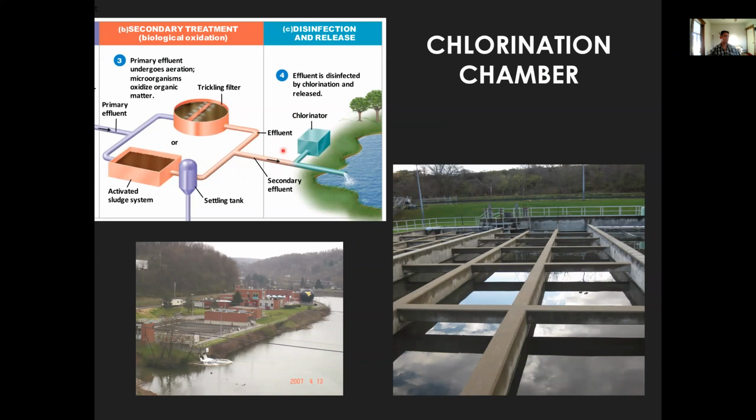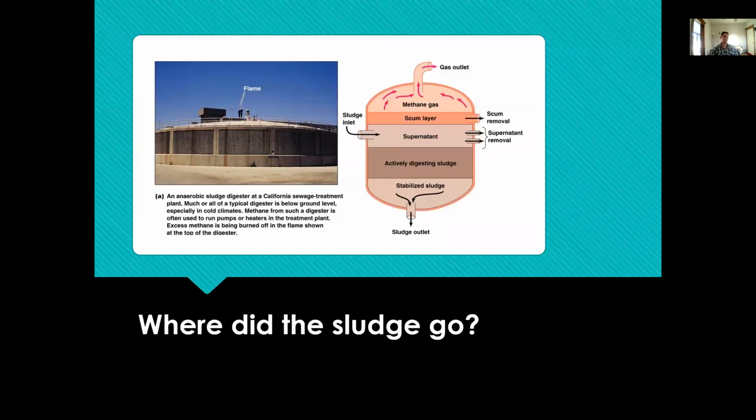So this is essentially the disinfection and release portion of the process. Typically, as the name suggests, it's pretty simple. Chlorine is just added to kill any remaining microorganisms. And then the disinfected effluent is returned to the water body, so usually back into the river or wherever it comes from. Something that might strike a few of you guys: where did all the sludge go?